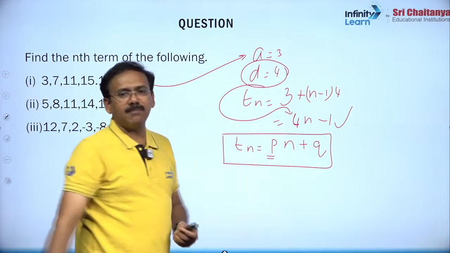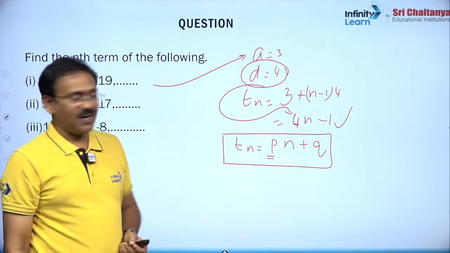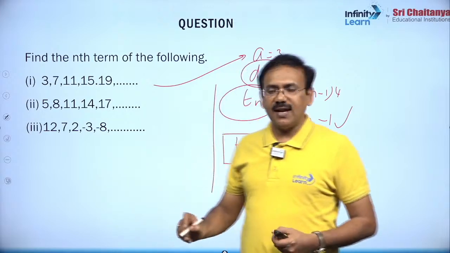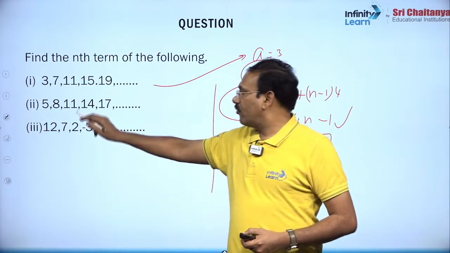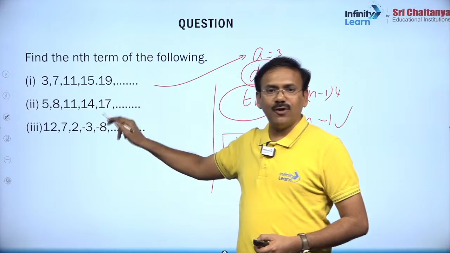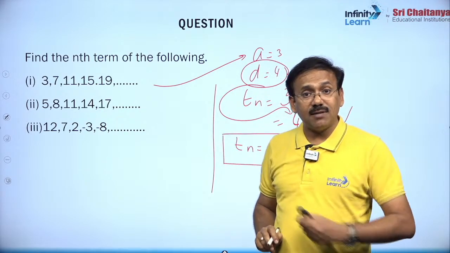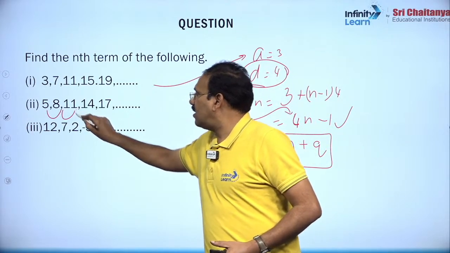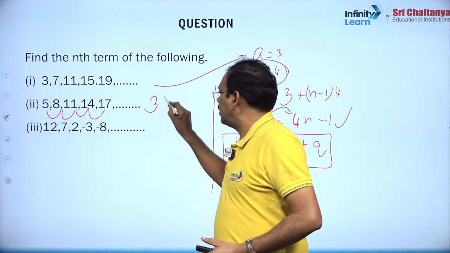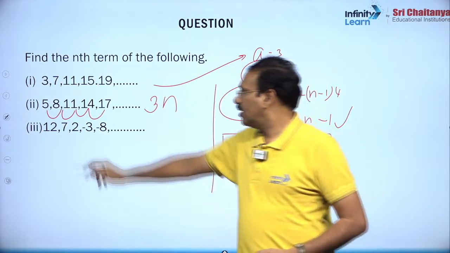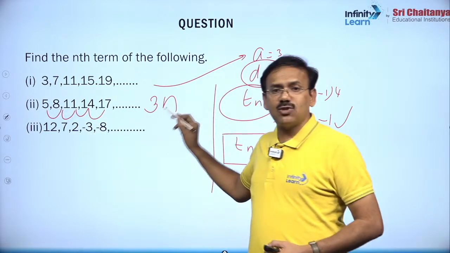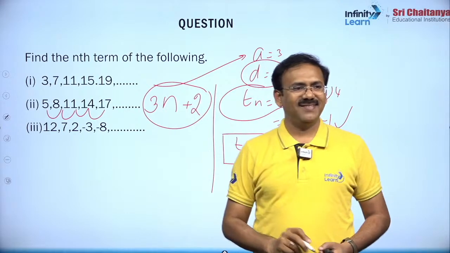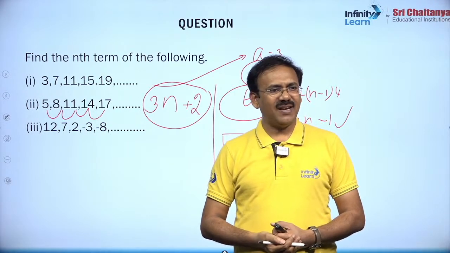You no need to write this particular formula. Please try to understand. For example, I am going to write the nth term of these patterns directly. Second AP: 5, 8, 11, 14, 17. Can you say the nth term directly without writing the formula? Common difference 3, 3, 3, 3. So you write 3n. First term is 5, so 2 is to be added to 3. So 3n plus 2 is the nth term. That's it, my dear friends.